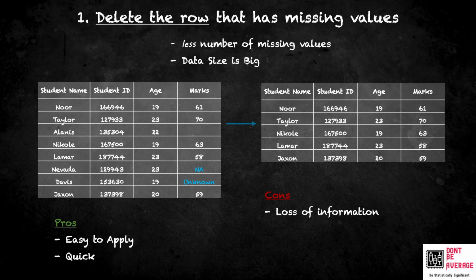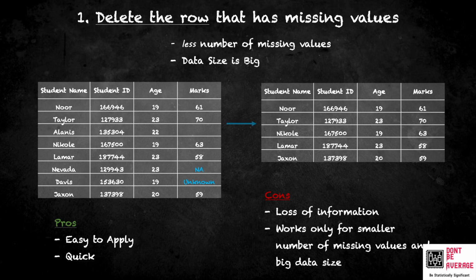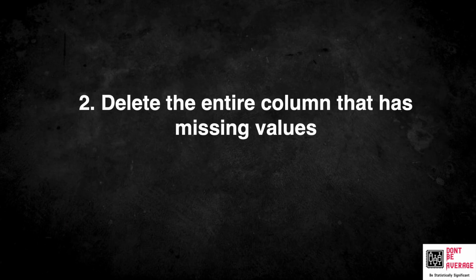There's one missing value in one column because of which we are losing all the records in all the other columns for that row, and that's why it works only for smaller number of missing values and a huge data size. In case your data is small, only 100 records, and you have 30 missing values in one column, then you will end up removing 30% of the data for all the columns. That's not recommended. Next one is deleting the entire column that has missing values.